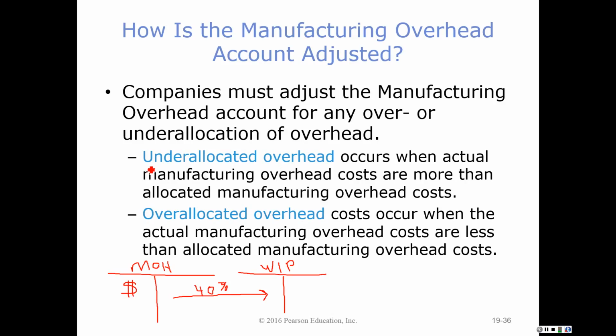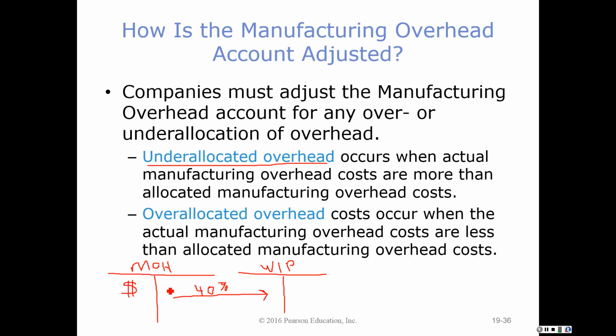underallocated overhead. What does it mean by underallocated overhead costs? This happens when the actual amount, what we actually spent, is more than what we moved over. If we still have actual manufacturing overhead dollars left here, then I did not put enough into work in process. I underallocated my overhead.